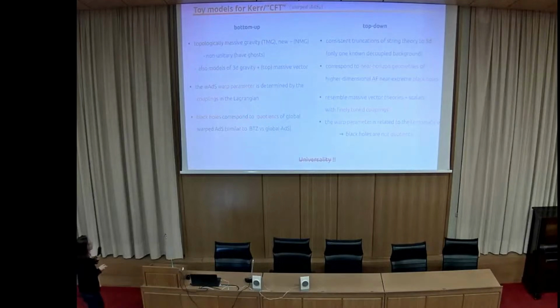You can also come up with top-down toy models for warped AdS/CFT, and these are consistent truncations of string theory to 3 dimensions. We only know of one properly decoupled background. This corresponds to horizon geometries of higher dimensional near-extreme black holes, so they have maybe a more direct relation to Kerr-CFT. And if you look at the 3D Lagrangian, they resemble massive vector theories plus a bunch of scalars, but the couplings are very, very finely tuned in this 3D Lagrangian.